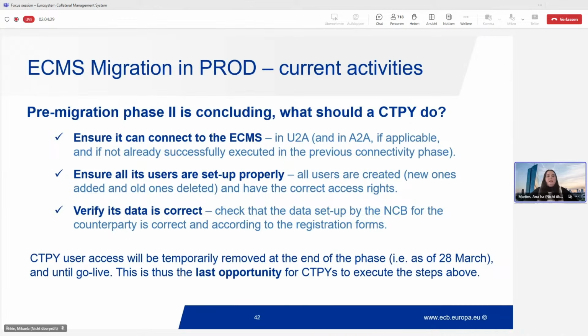March. And also this is because the counterparty user access will be temporarily removed. This doesn't affect the configuration of the users. This is just a kind of a block that we will make into the system so that you cannot access it after the 28th of March, and this will be there until the go live. This is to avoid problems with the system, that you would do any activities that would put at risk the stabilization of the environment for the actual go live.